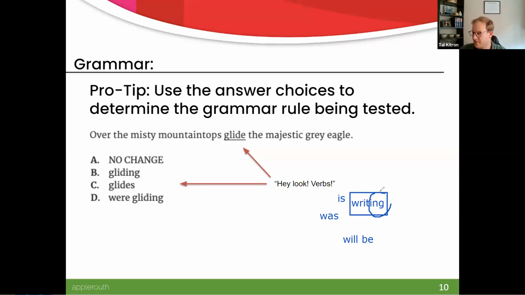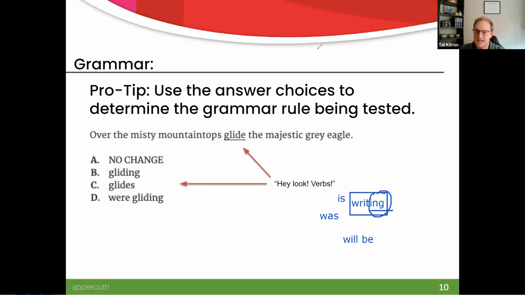ING verbs aren't real verbs. They're not present tense, they're progressive. And what that means is on this test, they're often wrong. Not always, but it's a big red flag if you see ING verbs because they usually cause sentence fragments.